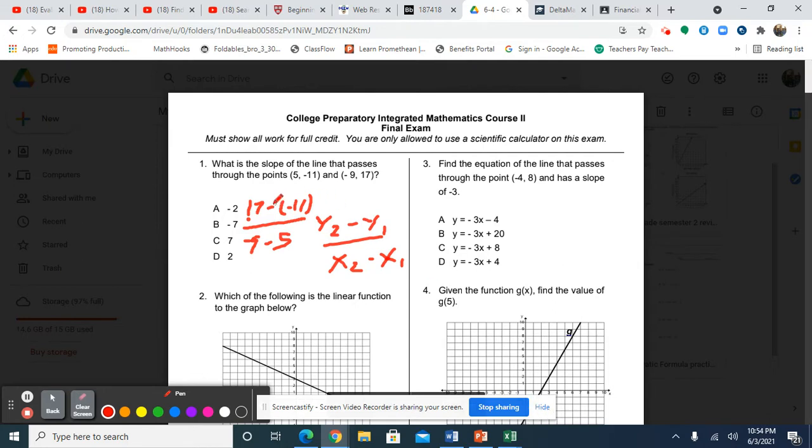So 17 minus negative 11, that becomes a plus sign. So 17 plus 11, which is 28. And then negative 9 minus 5 is negative 14. To simplify that, we have 28 divided by negative 14, which gives us negative 2. So our slope is negative 2.